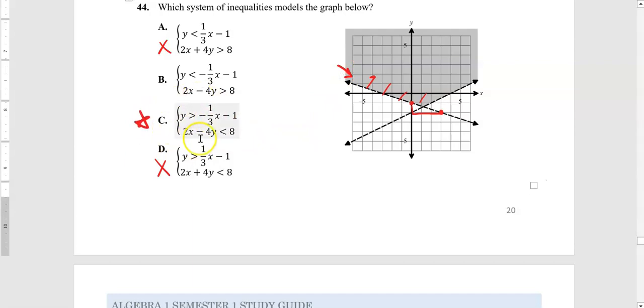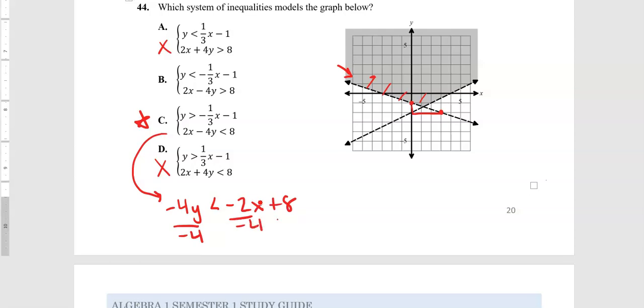So we're going to go ahead and look at C. You can also double check here. This one is saying I could rearrange this formula from C into slope-intercept form and make it negative 4y is less than negative 2x plus 8. Divide by negative 4, which will flip my sign. And I'm going to get y is greater than positive 1/2 x minus 2.